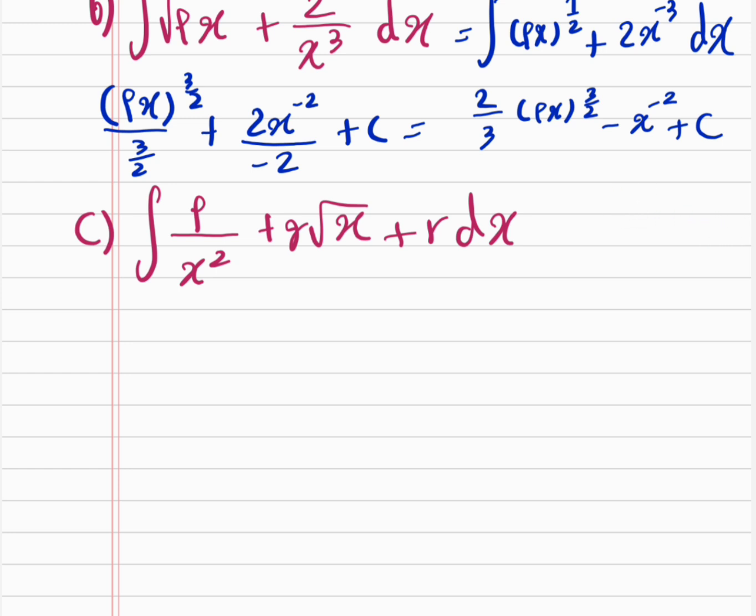So again, let's rewrite this in a nice form first. We rewrite this as px to the power of minus 2 plus qx to the power of minus a half plus r dx.